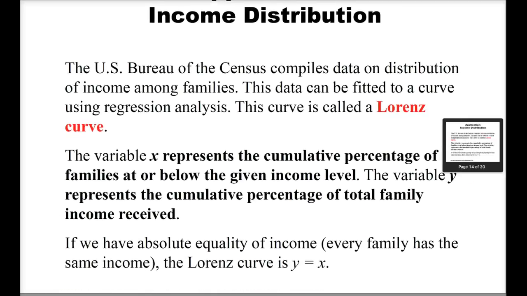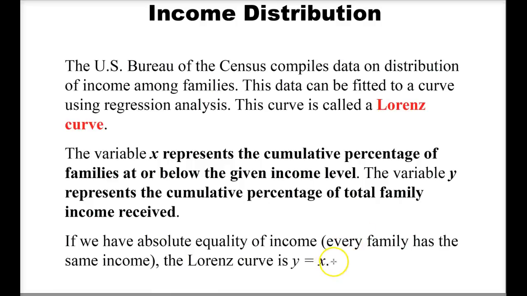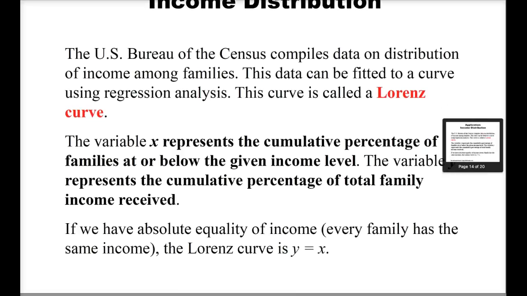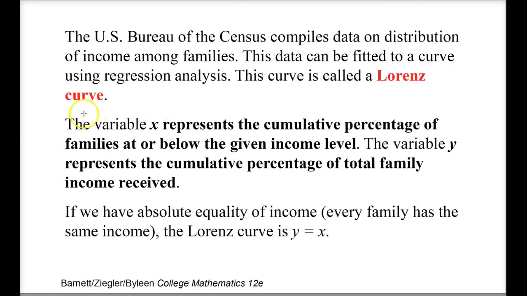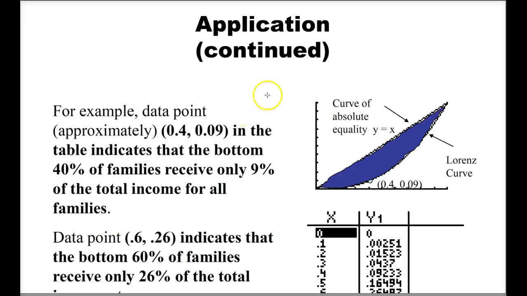And so when we have absolute equality here, this means every family has the same income. The Lorenz curve looks like the function y equals x. And of course, that means everyone receives an equal amount. So I'm going to go ahead and go on to the next page here, and this is what it actually looks like. So here, our curve of absolute equality is the line y equals x here. And so this is what the actual Lorenz curve is. And you see how it's not as straight as y equals x.